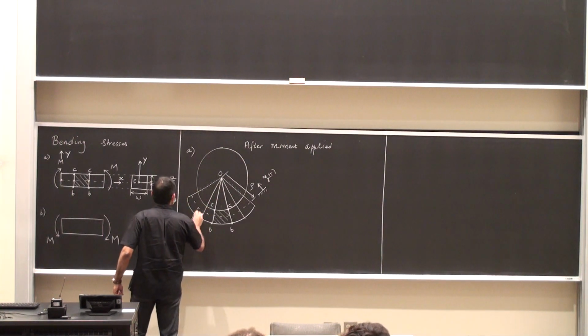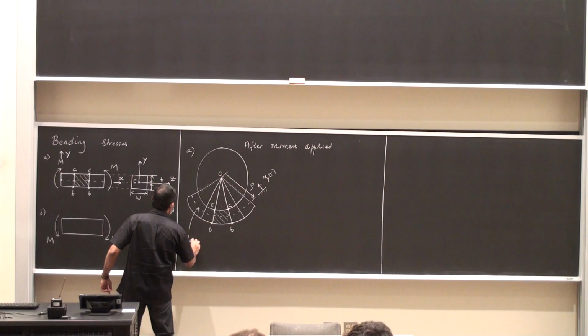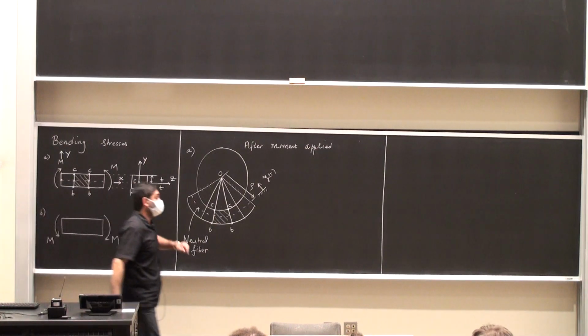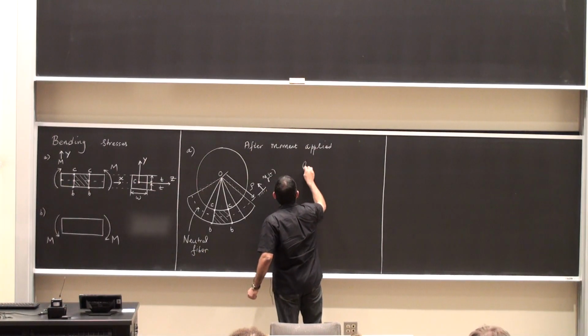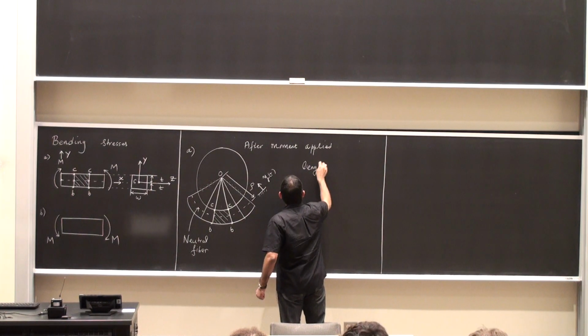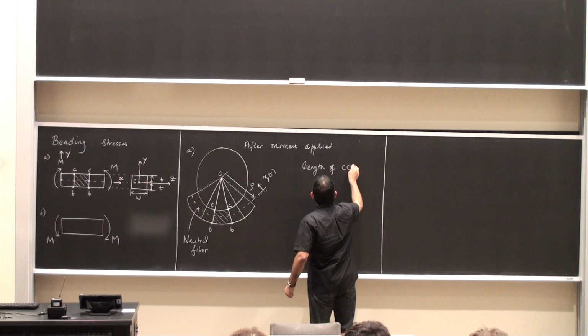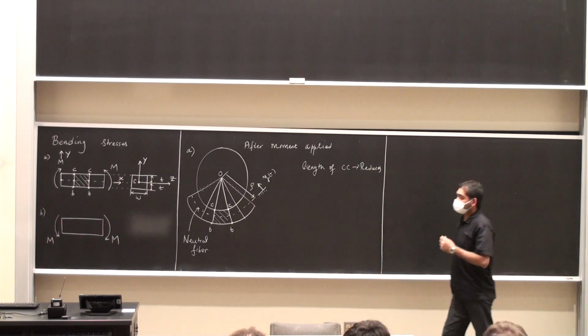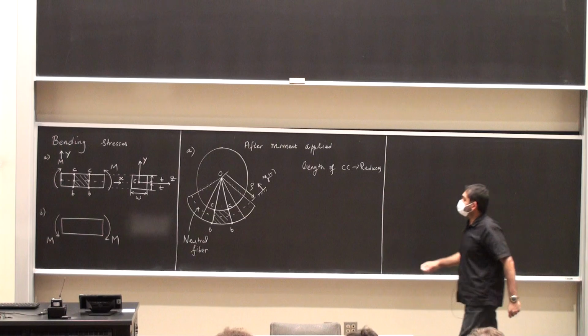Okay, so this is the neutral fiber. CC undergoes a compression. So length reduces after the load has been applied, length of BB increased.